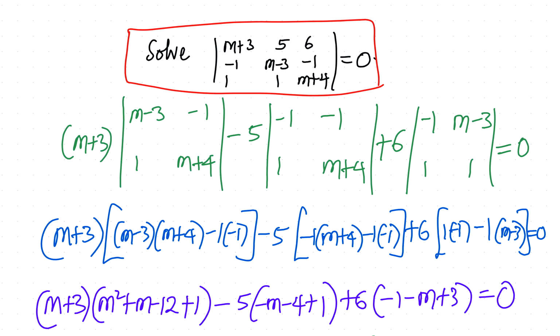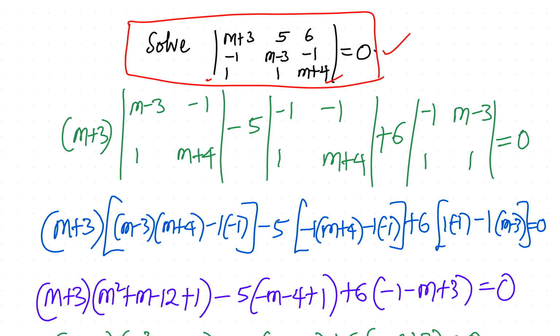Today we have a beautiful problem to solve: the determinant of m plus 3, 5, 6, minus 1, minus 3, minus 1, m minus 3, minus 1, 1, 1, m plus 4 equals 0. Of course, these bars tell you we are looking for the determinant, and since that is the case, let's follow the normal determinant rule.